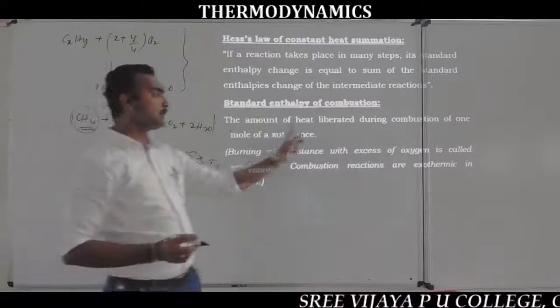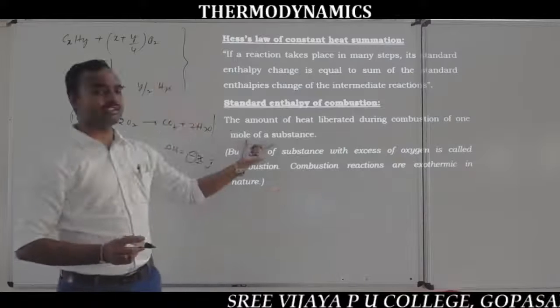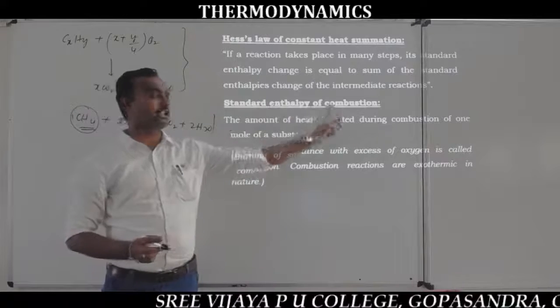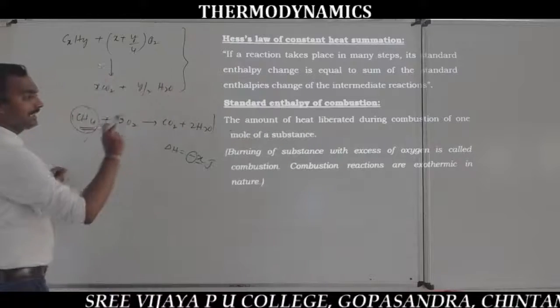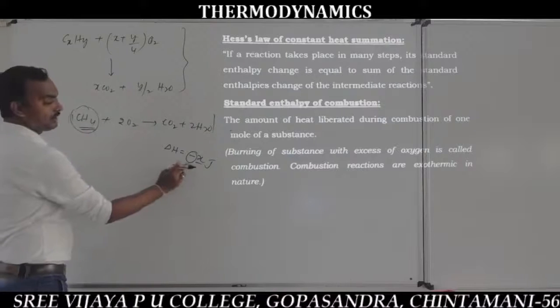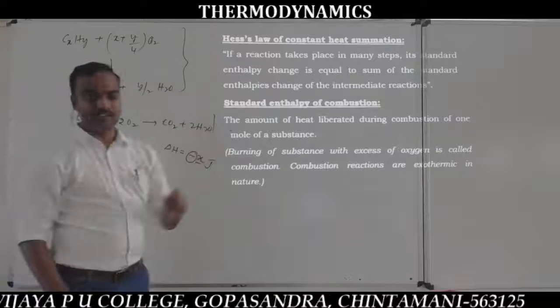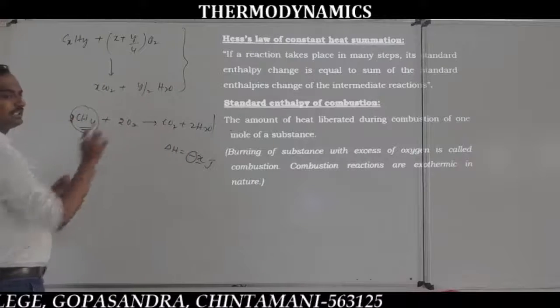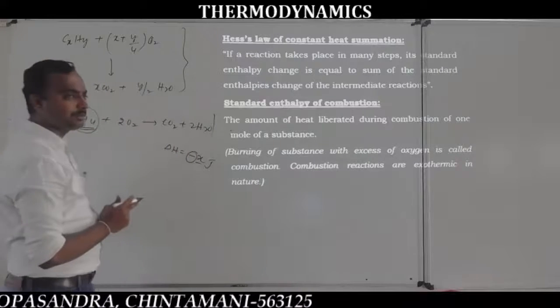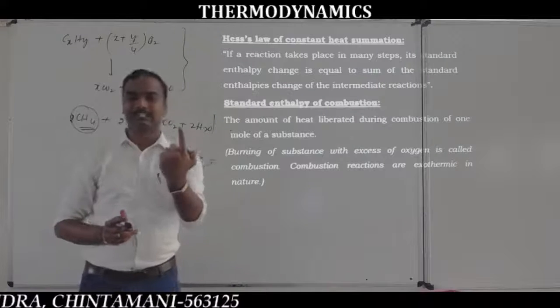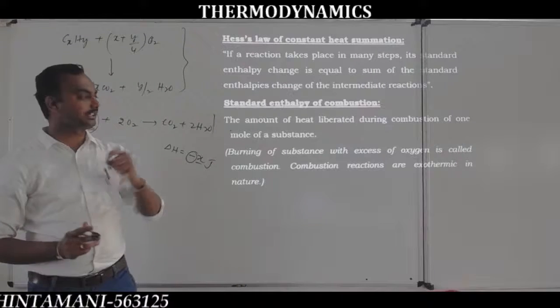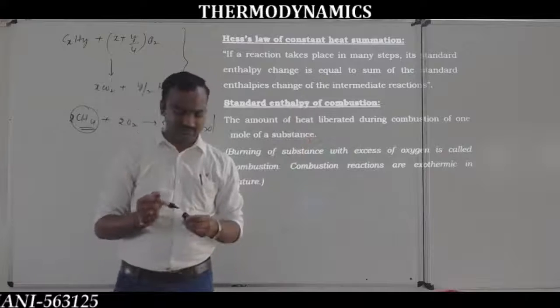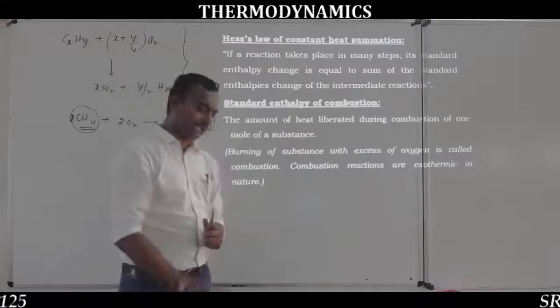So the amount of heat liberated during the combustion of 1 mole of a substance is taken as the standard enthalpy of combustion. So we can say the standard enthalpy of combustion of methane is equal to minus x joule. Sometimes during calculation, 2 moles may come, where the equation is given with 2 moles. When asked to calculate standard enthalpy of combustion, what should you do? Calculate for 1 mole. What you calculate for 1 mole is the standard enthalpy of combustion. That is always exothermic, so it should be negative.